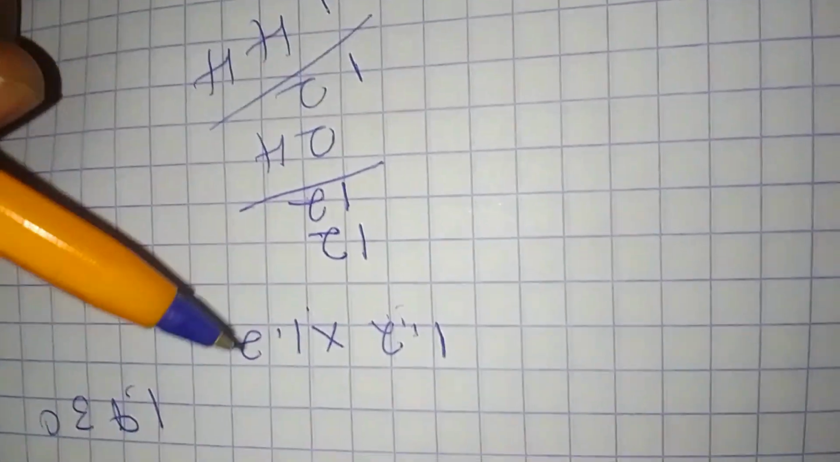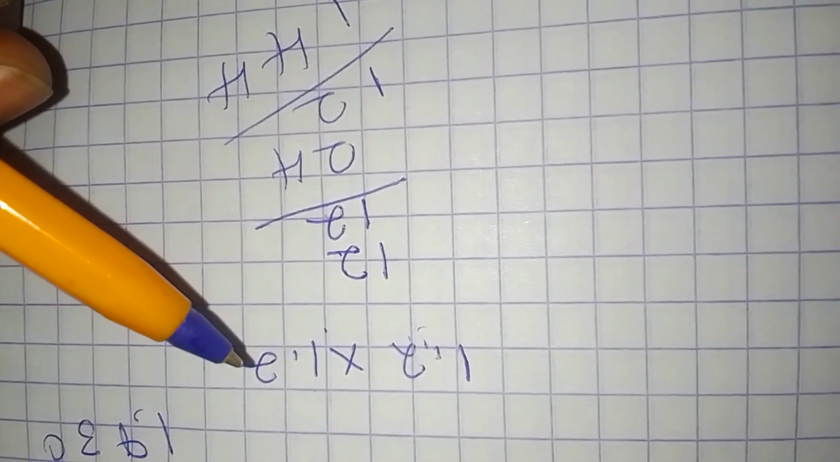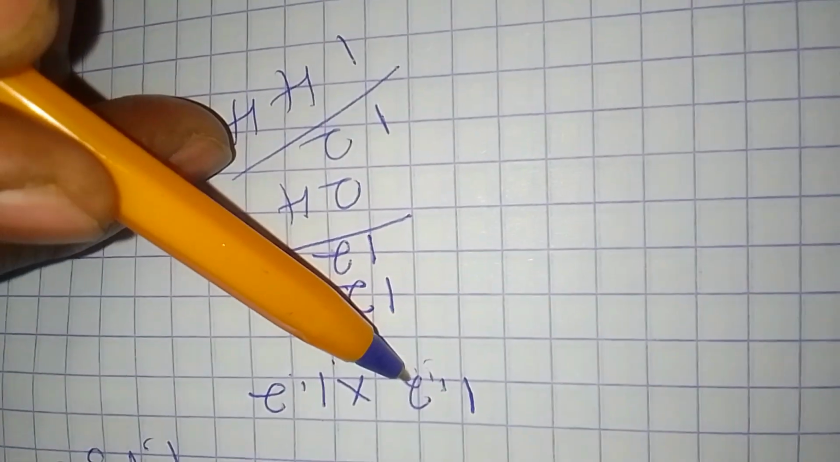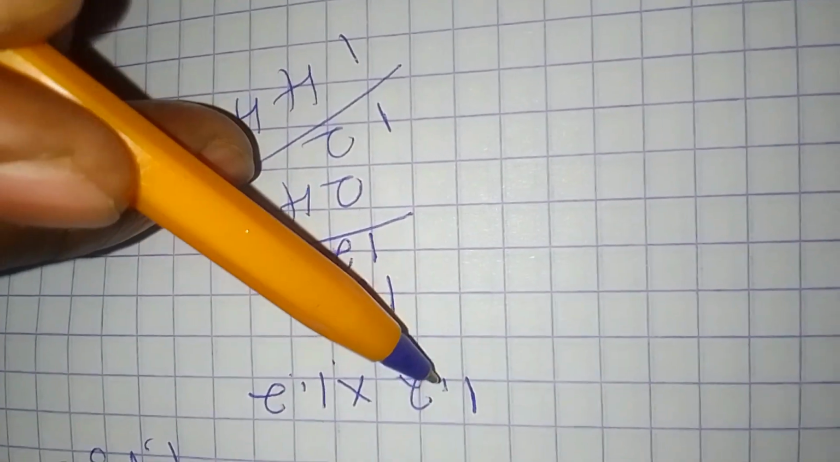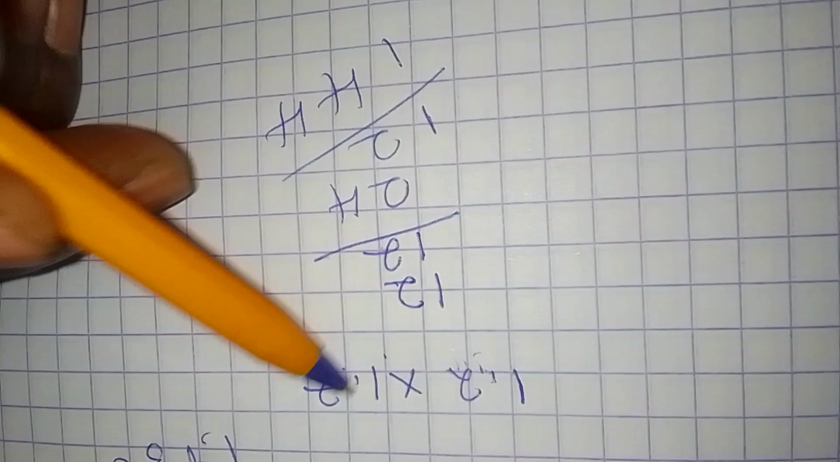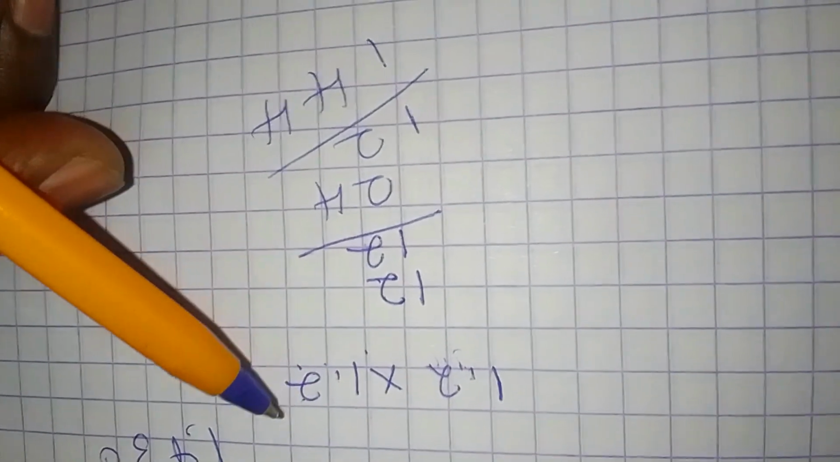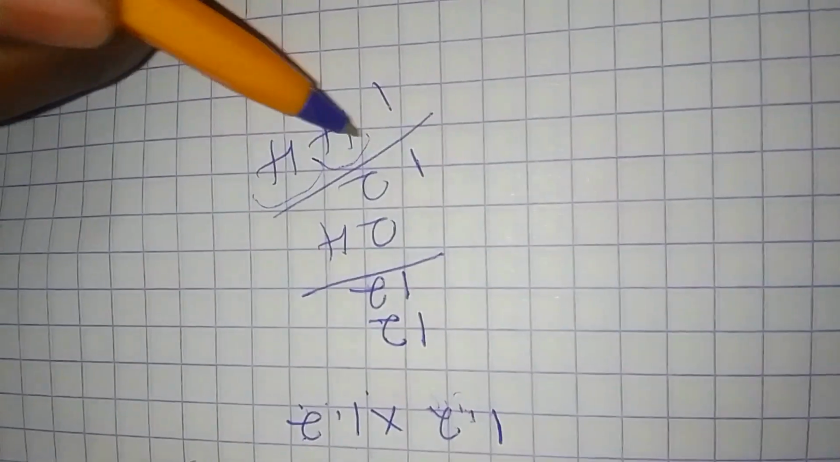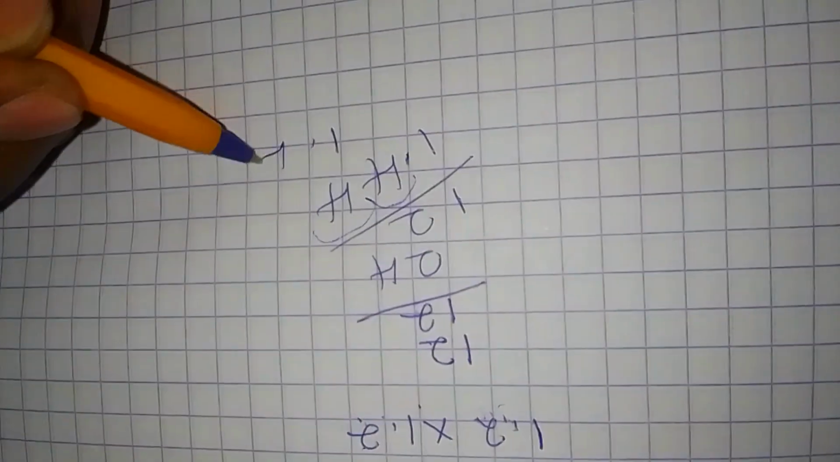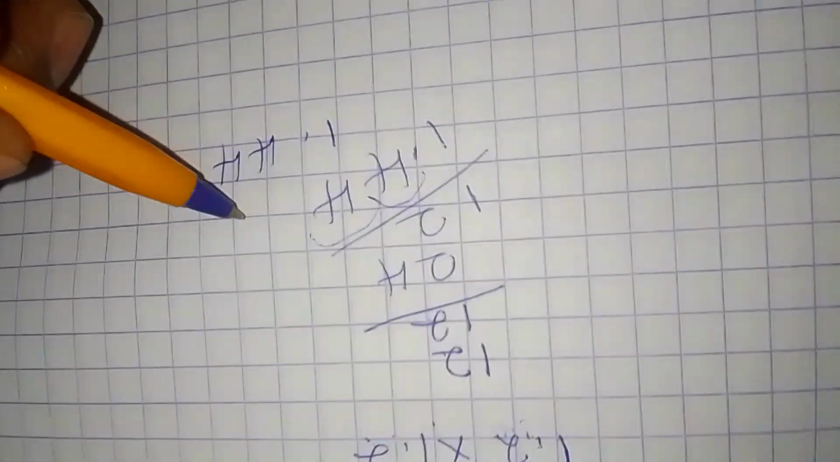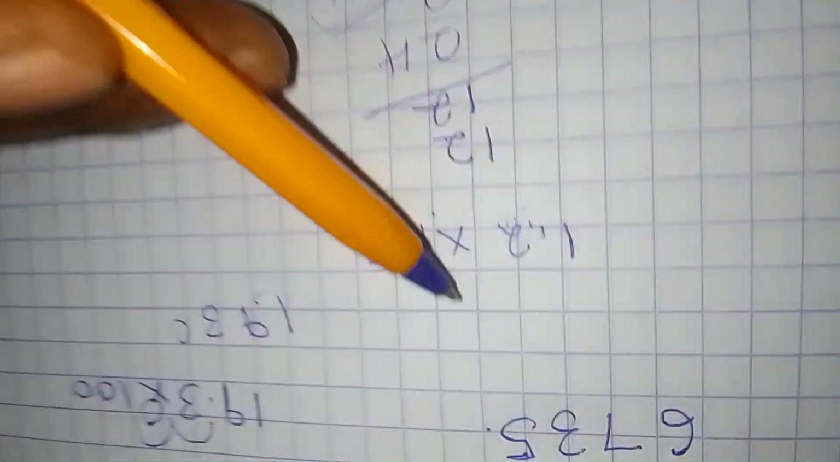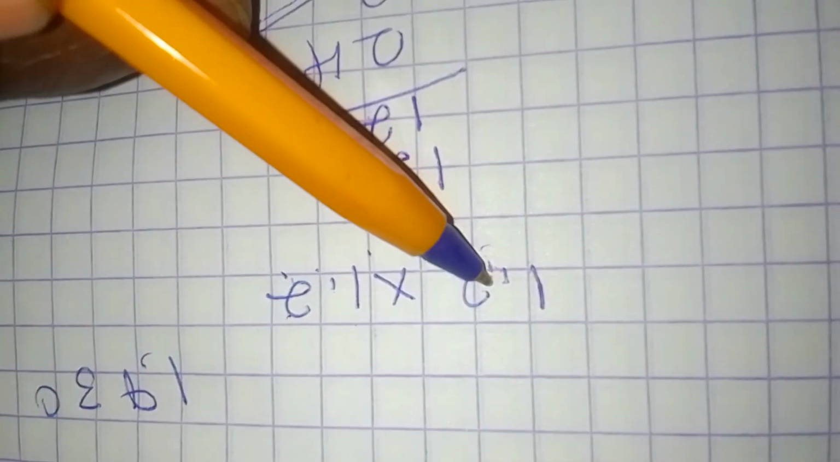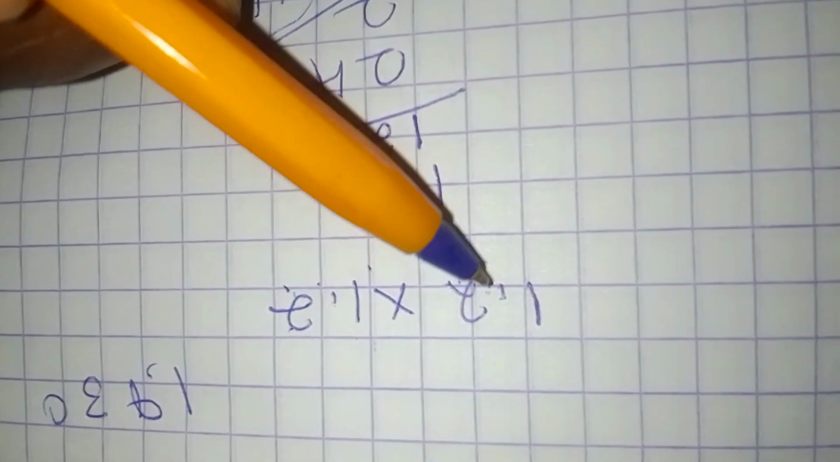And then you return the decimal point. You count the digits after the decimal point in the question. In each number we have 1 digit after the decimal point, so in total 2 digits. So you count 1, 2 from the right, and it becomes 1.44.